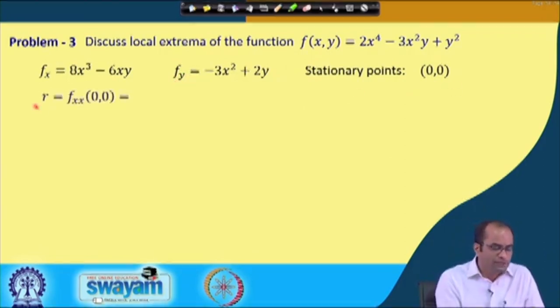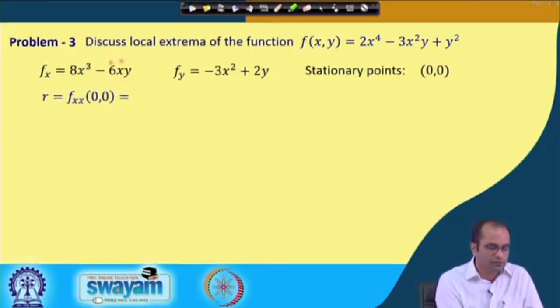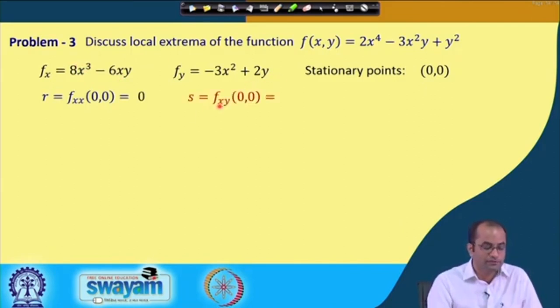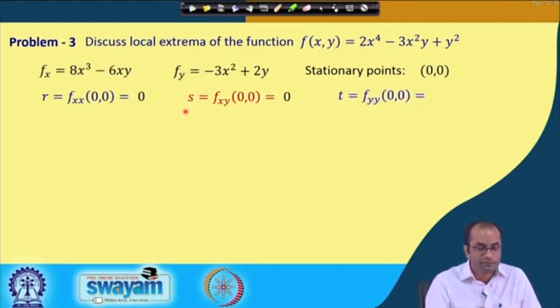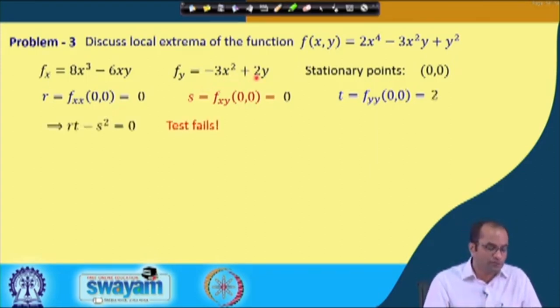And when we compute this f_xx from here, at (0, 0) this will become 0 because the x or y term will survive there. And when we compute this f_xy, again here this 6x will come, and at the point (0, 0) this will be 0. And when we compute f_yy, we differentiate this with respect to y again. So, we will get 2, and similar to the previous case, we have rt minus s square.